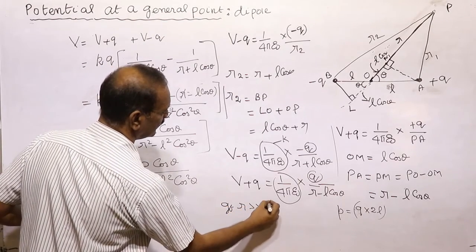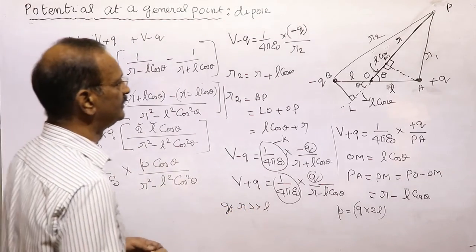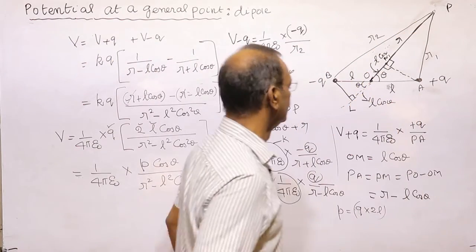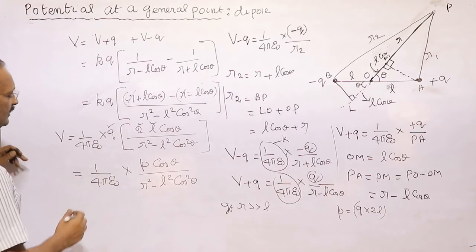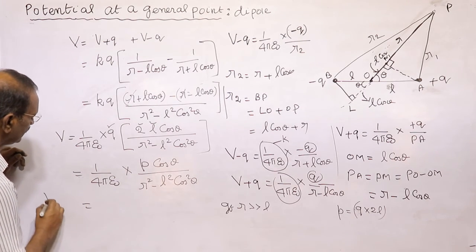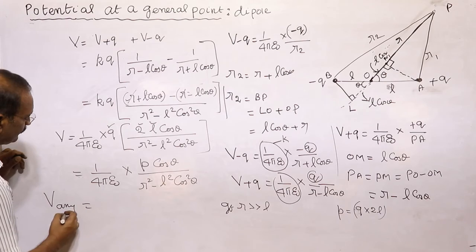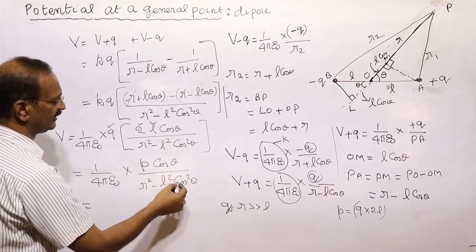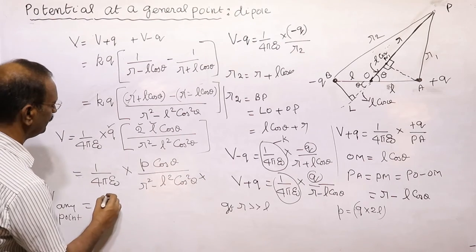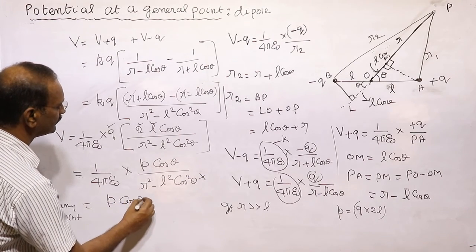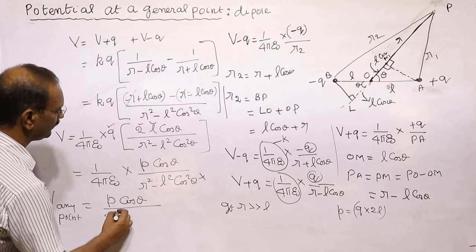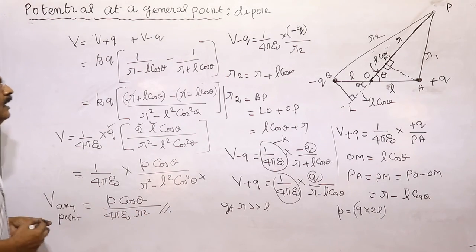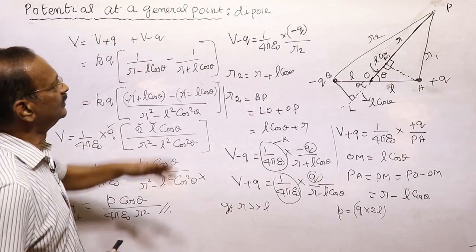If r is much greater than L, always we have used this relation, because this r is much greater than this L, then in that case we can neglect L. Neglecting L, the potential at any point is equal to this. R is much greater, so this can be dismissed. So this will become P cos theta divided by 4 pi epsilon naught into r square. This is the potential at a general point due to a dipole.